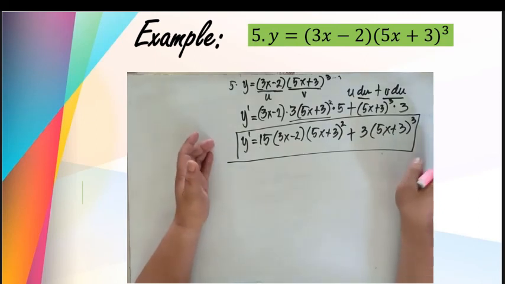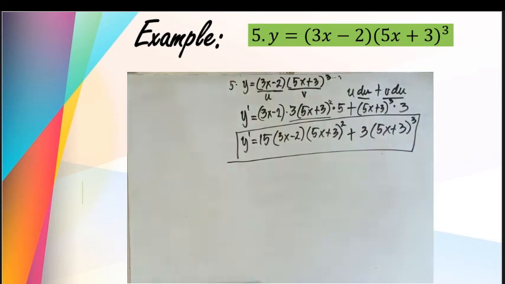But why? Why would you make it difficult for yourself? They are the same anyway. So this will be our final answer. The derivative of the quantity of 3x minus 2 times the quantity of 5x plus 3 raised to the third power is equal to 15 times the quantity of 3x minus 2 times the quantity of 5x plus 3 raised to the second power plus 3 times the quantity of 5x plus 3 raised to the third power.